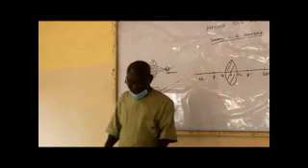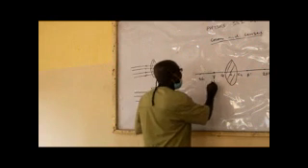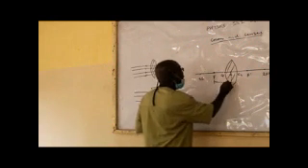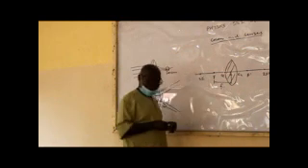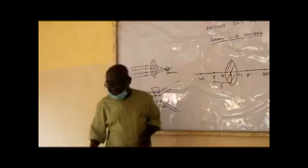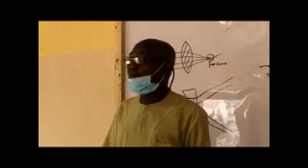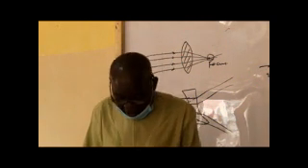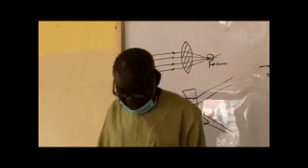You have focal length from here to here, which is small f. The focal length is the distance between the optical center and the principal focus. That is what you call focal length.